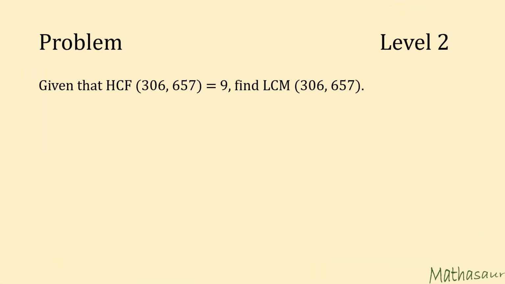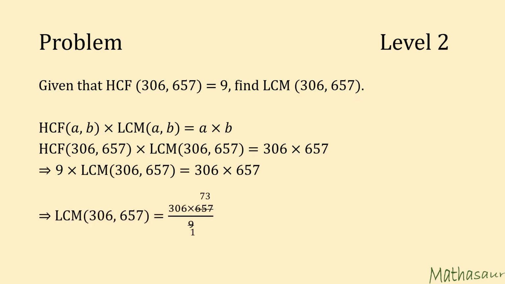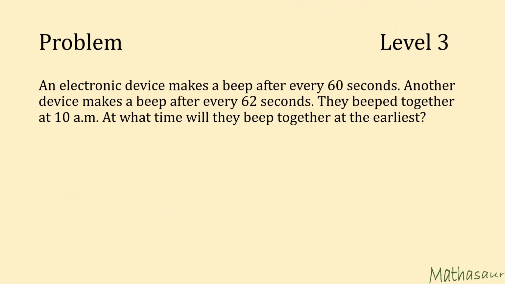Let us look at another problem. Given that HCF of 306 and 657 is equal to 9, find the LCM of these two numbers. This time we shall use the property HCF times LCM is equal to product of the two numbers. Let us quickly substitute these values and cross multiply. Upon simplifying, we can find the product by splitting one of the numbers. We see that the LCM is 22,338.